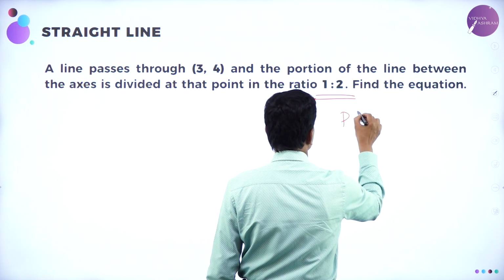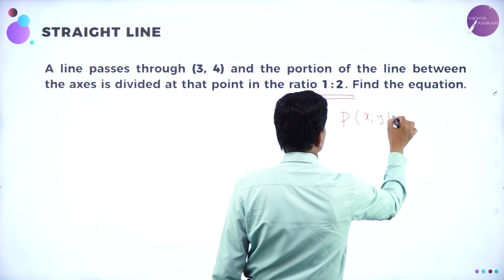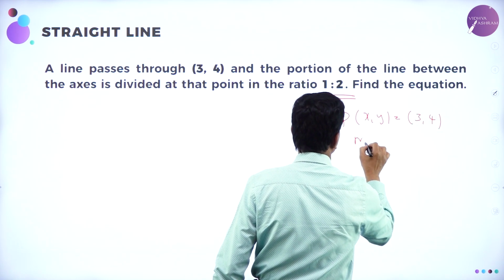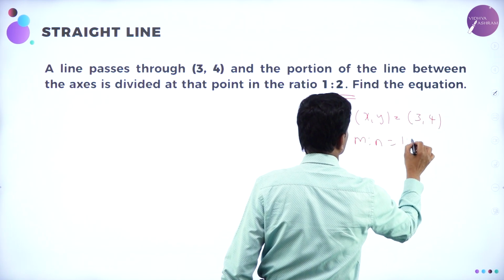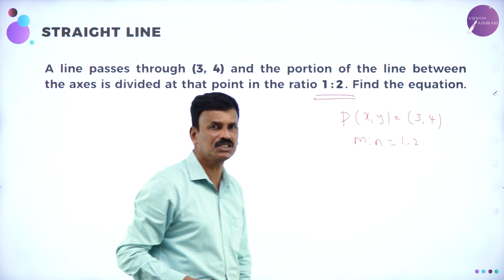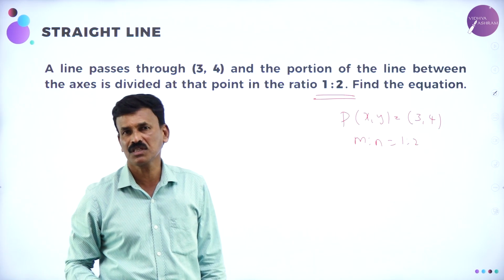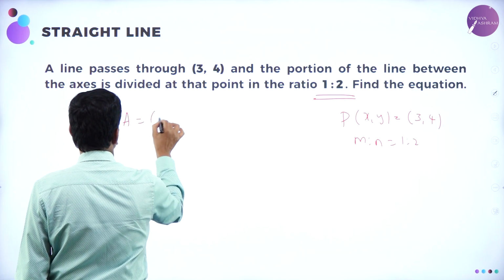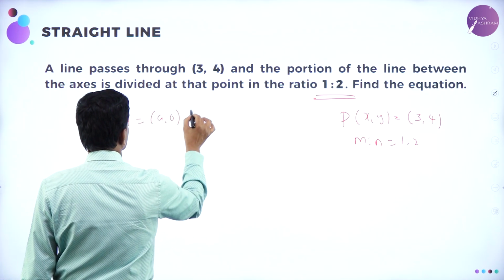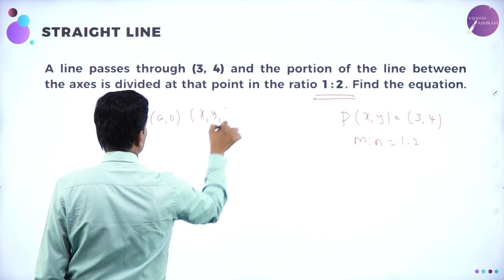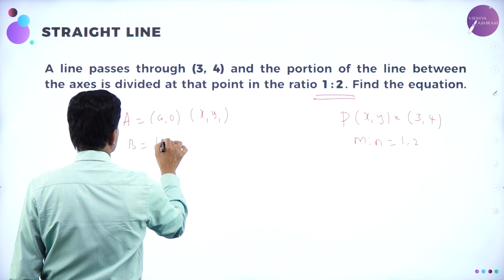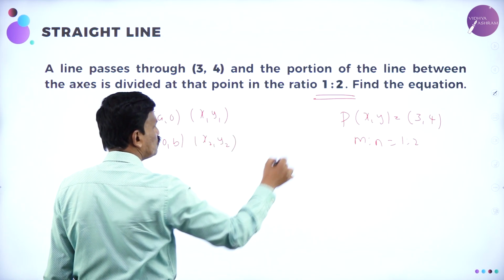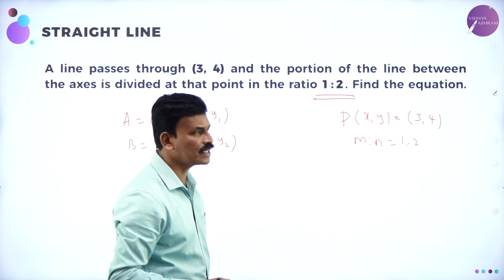So, here what is the point? Point P(x, y) is given. The point is (3, 4) and the ratio is given, m:n is equal to 1:2. This is the given condition. Now, we have to find the equation of the line, right? Now, write down the coordinates of A. So, A is equal to (a, 0), this is (x1, y1), and B is equal to (0, b), this is (x2, y2), and P(x, y) is (3, 4) and the ratio.